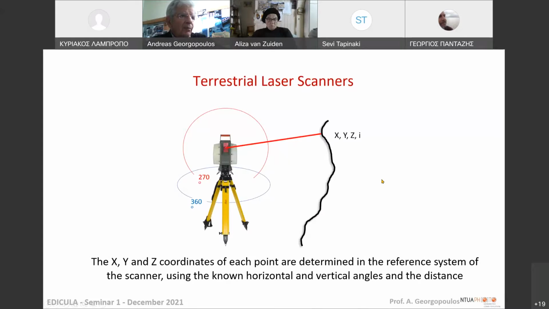Actually, most terrestrial laser scanners have the ability to scan 360 degrees around a vertical axis and 270 or 300, depending on the model, around a horizontal axis. So they practically scan everything. They send laser beams and record its return. And of course, they determine the position of the points in relation to the center of the instrument, the center of the laser beam.